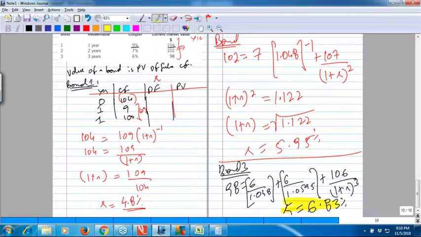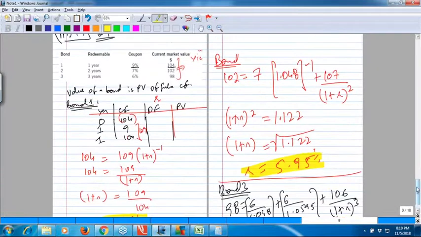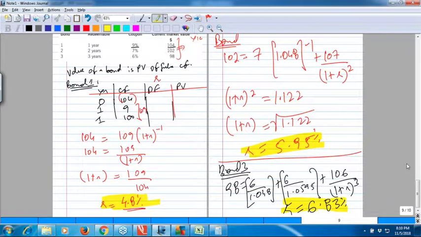If we summarize, we've got the yield curve of the government bond, which is 4.8, 5.95, and 6.82, or 6.83 rounded off. So what have we done? We have simply used the information available in the question, and on the basis of that, we have calculated the yield curve at the various dates, at the various rates. And how did we get 1.038? No, this is not 1.038. This is 1.048, because 4.8% is the rate for year one. Okay, is everyone okay with the calculation of year one, year two, and year three rates?